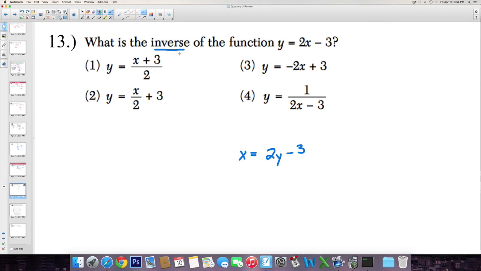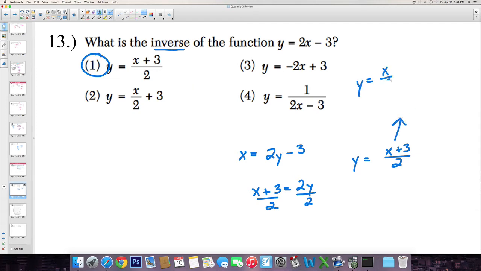So all of these are in the form y equals. So we'll go ahead and isolate the y, get in terms of y equals. So we'll add 3, and then we'll divide by 2. So we have y equals x plus 3 divided by 2. We'll see if that's a choice. And it is. Another choice it could possibly be, but it's not, but it could have been this, where it's just broken apart.